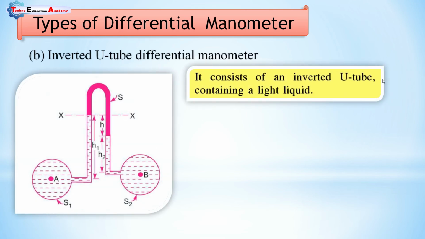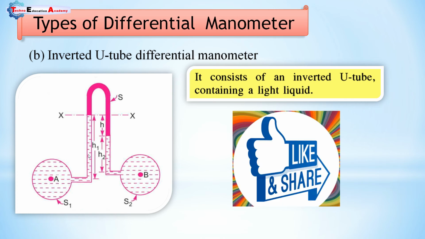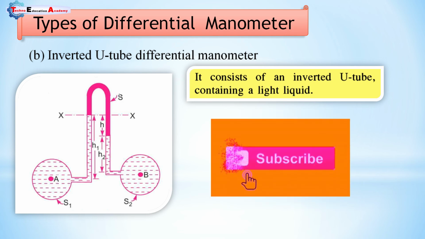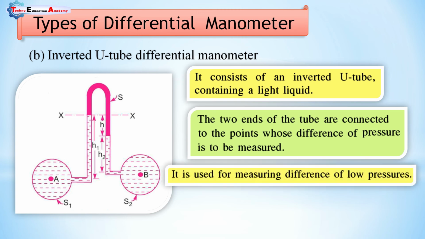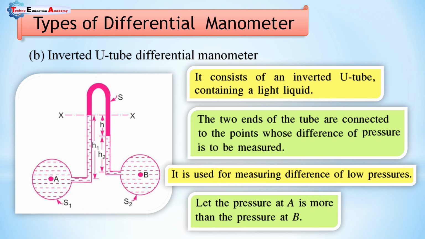It consists of an inverted U-tube containing a light liquid. This is an inverted U-tube and it contains the light liquid whose specific gravity is S. The two ends of the tube are connected to the points whose difference of pressure is to be measured. What is the application of the inverted U-tube differential manometer? It is used for measuring the difference of low pressures. Let the pressure at A be more than the pressure at B. Here we consider that the pressure at A is more than the pressure at B.